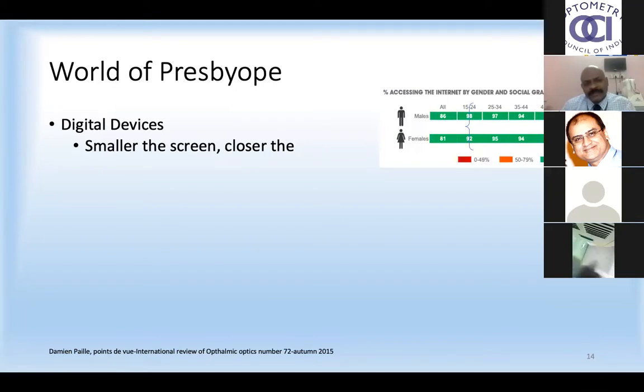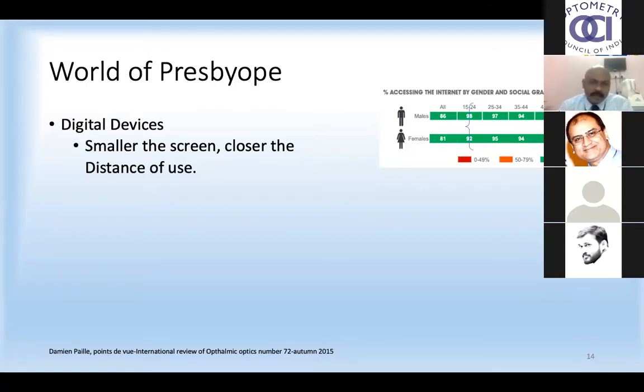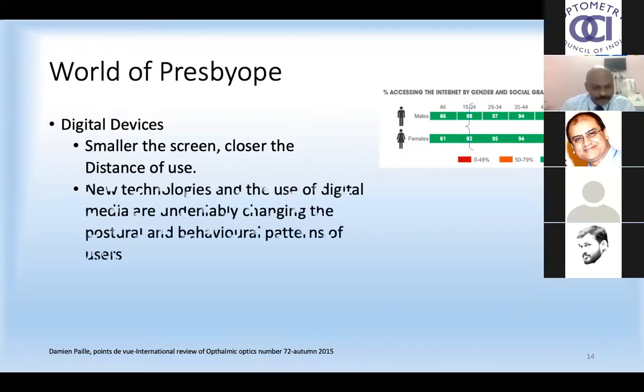It also tells us that the smaller the screen, the closer the distance of use. There are different types of digital devices: desktops, laptops, tablets, and mobile phones of different sizes, where the screen sizes are different. The smaller the screen, the closer you have to bring the device to your eyes. The closer you bring the screen to your eye, the more the accommodative demand, and the more the accommodative demand, the more the need for correction.